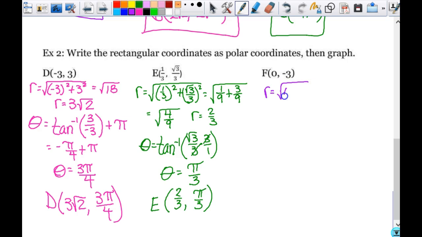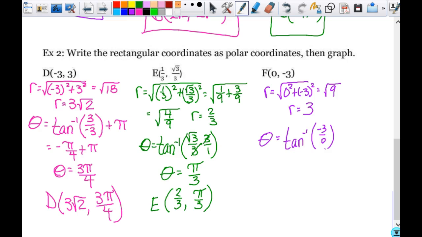R is equal to the square root of 0 squared plus negative 3 squared. It's the square root of 9. So R is 3. And then theta is equal to the tangent inverse of negative 3 over 0. Now that's undefined, right? So when it's undefined, tangent's undefined at pi halves and 3 pi halves.